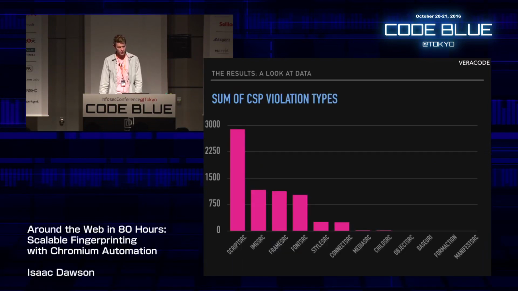Taking a look at some of the violation types, script-src by far has the most violations. Since this is a sum, I need to mention that one site in particular had 200 script-src violations, so keep that in mind while you're reading this graph. Image source, frame source, font source, all relatively the same. Style and connect didn't have too many, and then the rest were little to none.